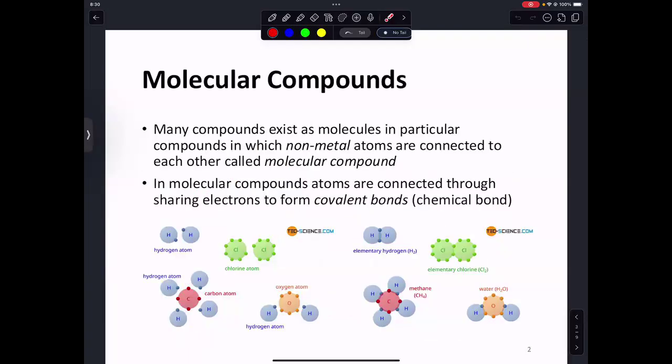Now, many compounds exist as molecules, in particular, compounds in which nonmetal atoms are connected to each other, and these are our molecular compounds. These molecular compounds are connected to each other via electron sharing in a fashion called covalent bonding, which is a type of chemical bonding. Again, we will be talking about that along with ionic bonding later in the semester.